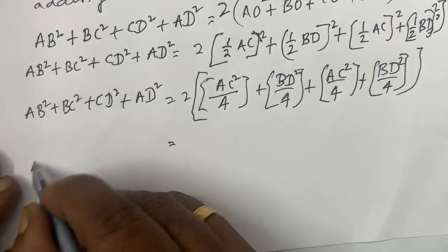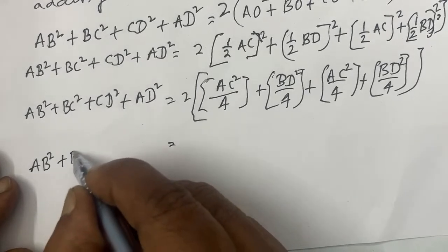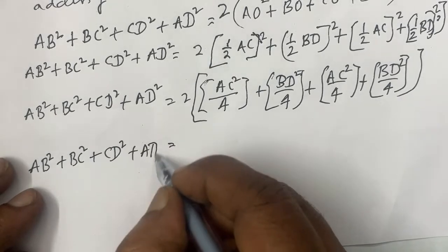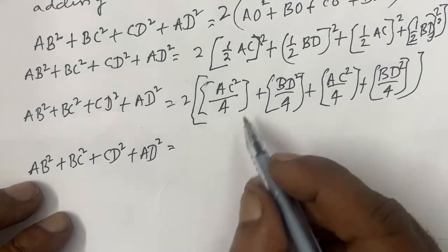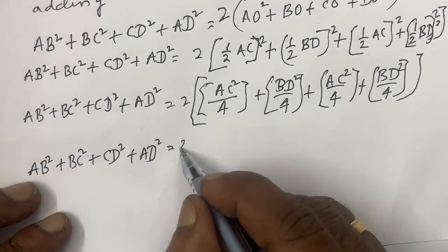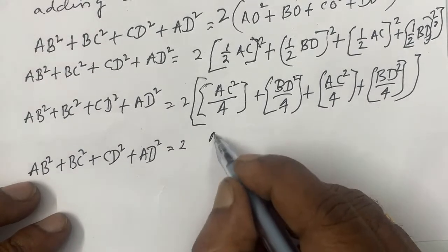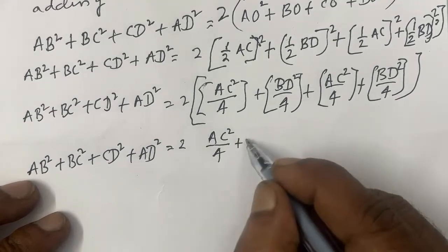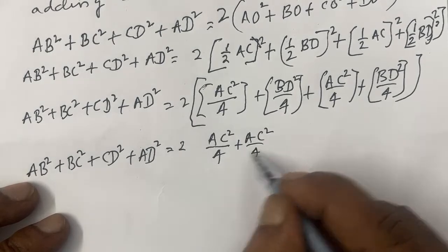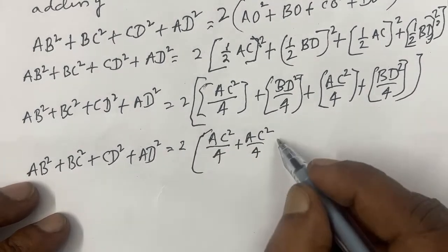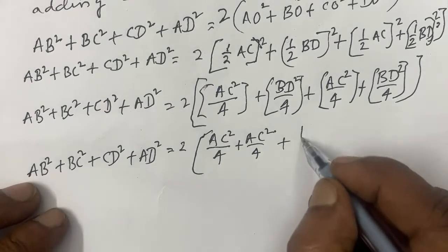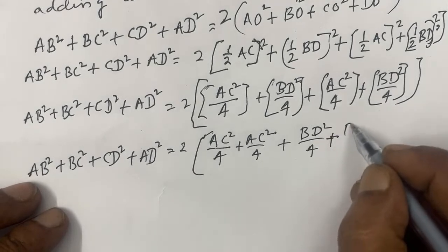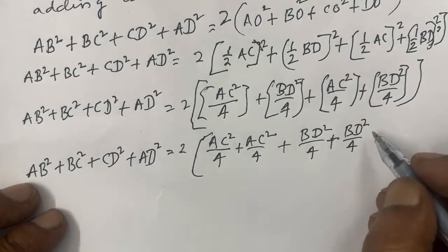Now, next again, it continues: AB square plus BC square plus CD square plus AD square is equal to, here, AC we have two occasions. So for that purpose, you write AC square by 4 plus AC square by 4 in one place, and plus BD square by 4 plus BD square by 4.